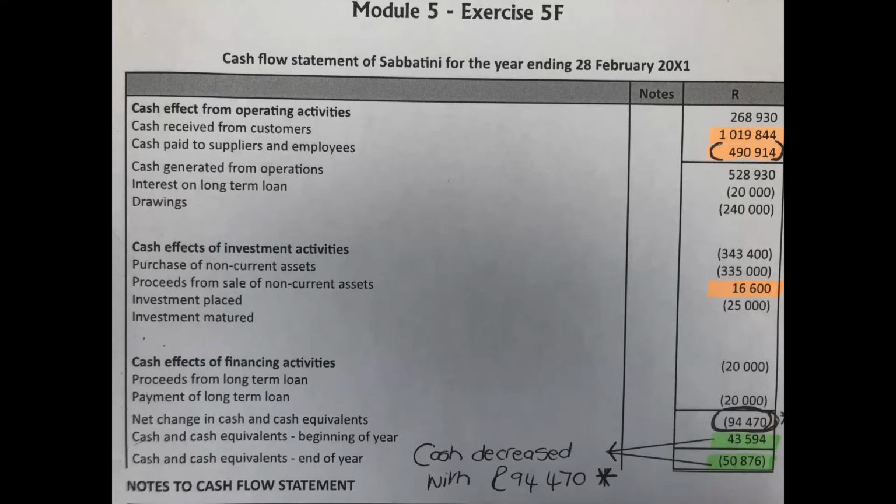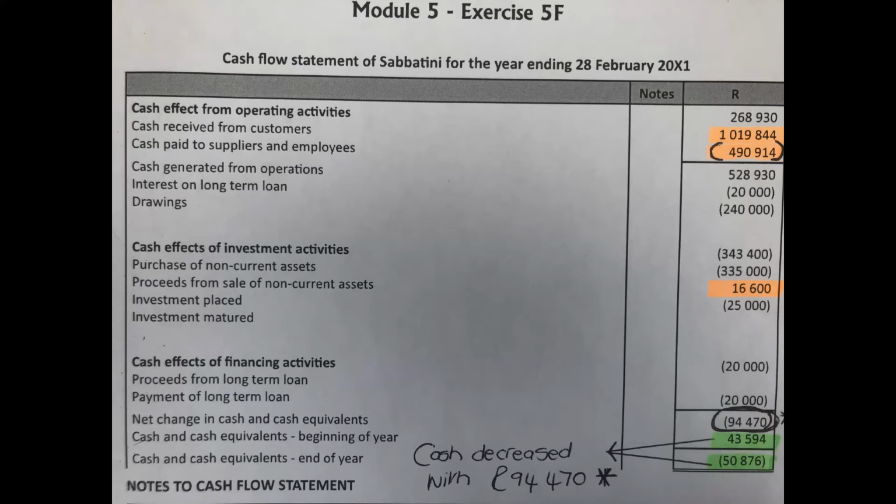It was cash received from clients. Then cash paid to suppliers, we deduct that amount. It was an outflow of cash. It was 490,914. All right. If we do that small calculation, we subtract the 490 from the 1,019,844. We get cash generated from operations, which is 528,930. All right.